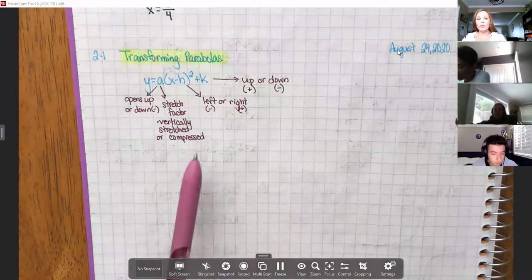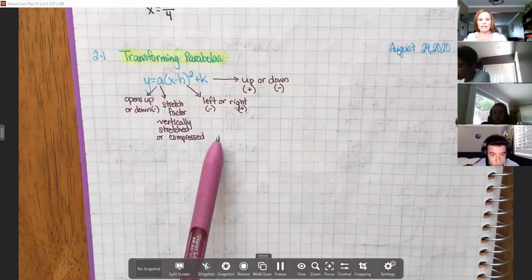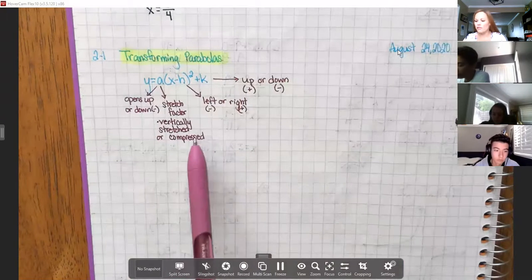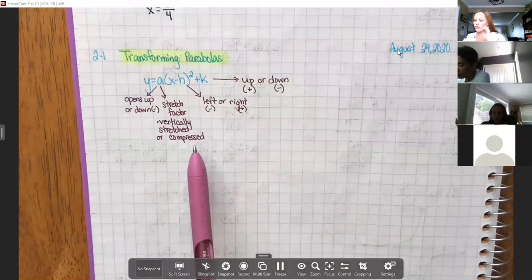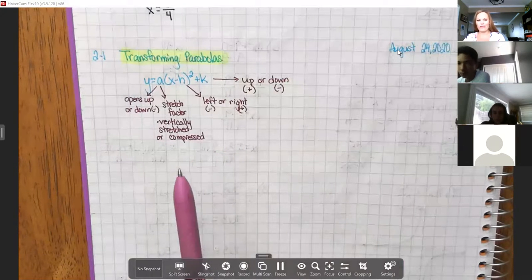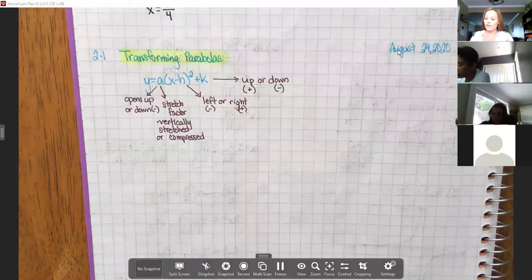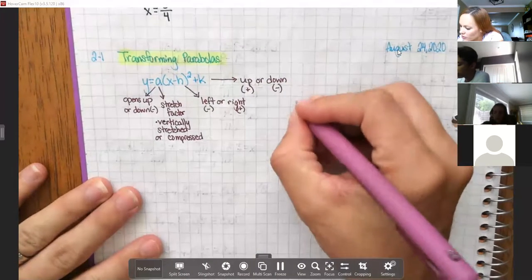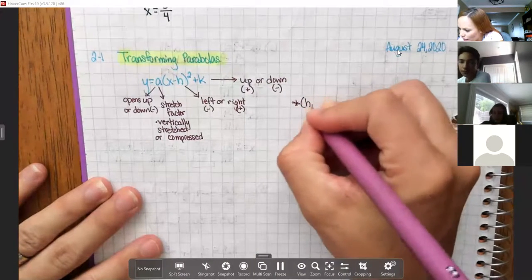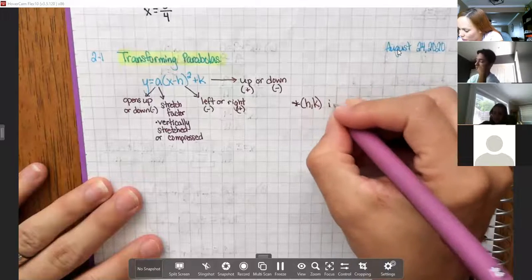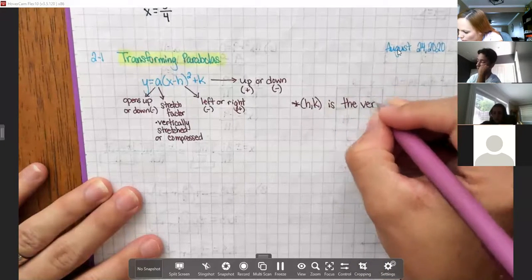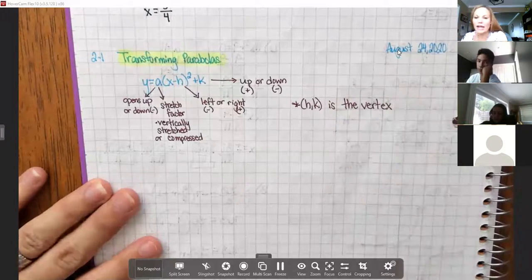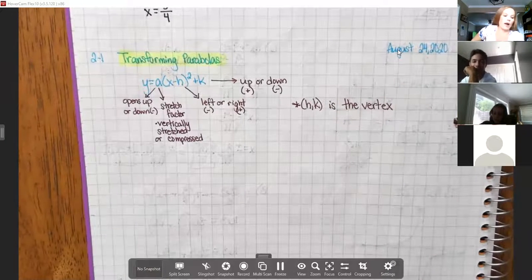So again, this should be review. You did a lot of this in math too, but it may have been at the end of the year on distance learning, to where you might not have picked up as much of it as you can. And then also remember the point HK is your vertex, which is the highest or lowest point of the parabola.